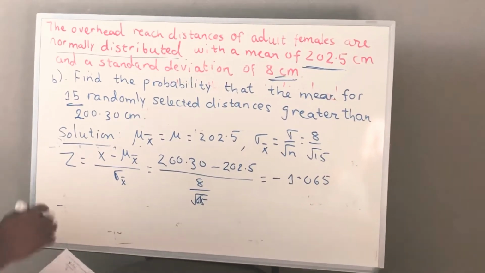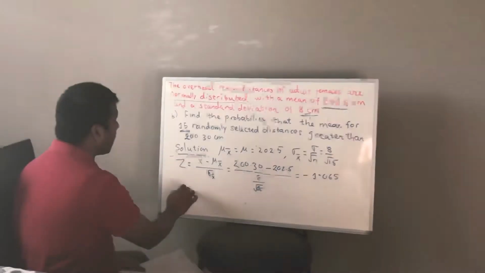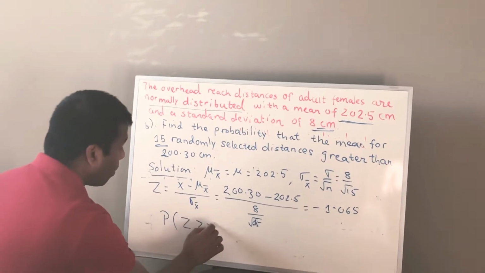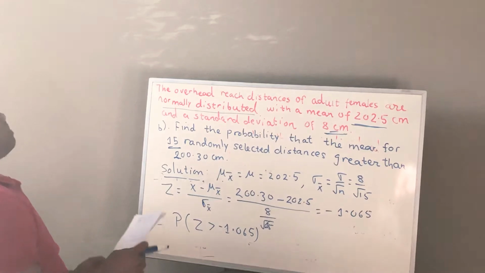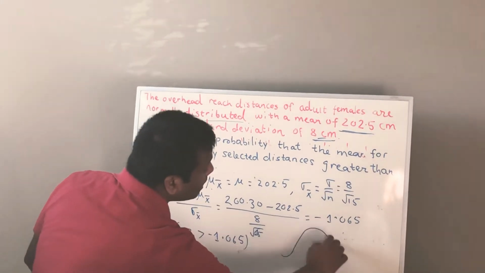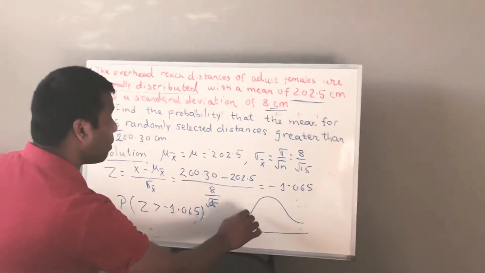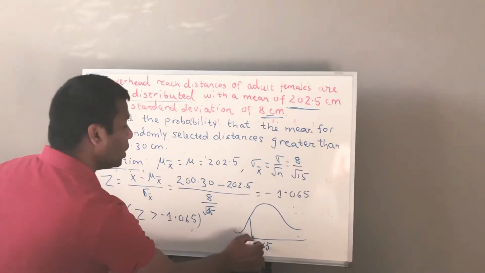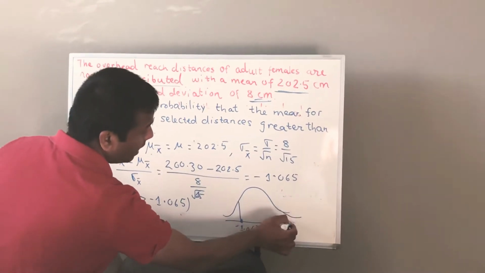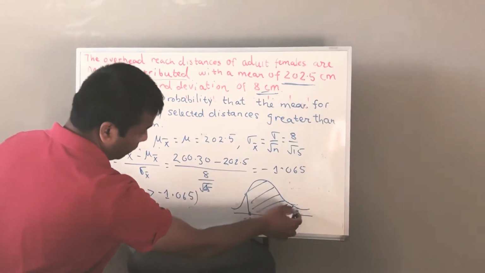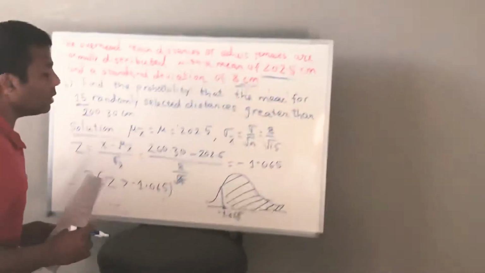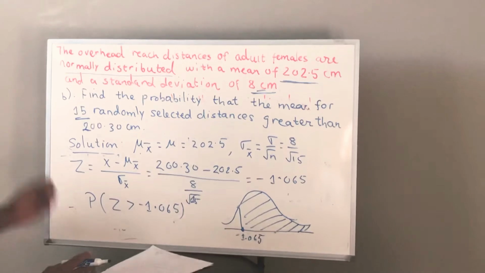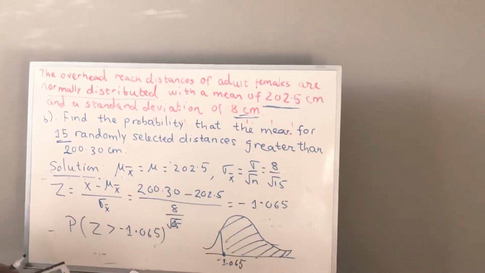So now the probability in part B is equivalent to the probability Z is greater than negative 1.065. So that means if you make a standard normal density curve, and you have negative 1.065 somewhere here, now you are supposed to find the area of this shaded region. I think first you need to find the area to the left of negative 1.065. For that you can use the calculator to find this area.